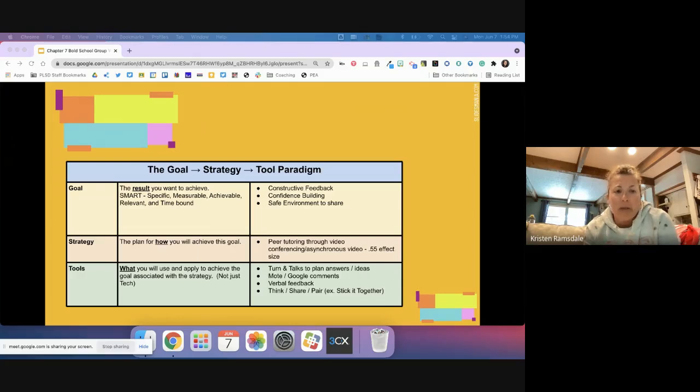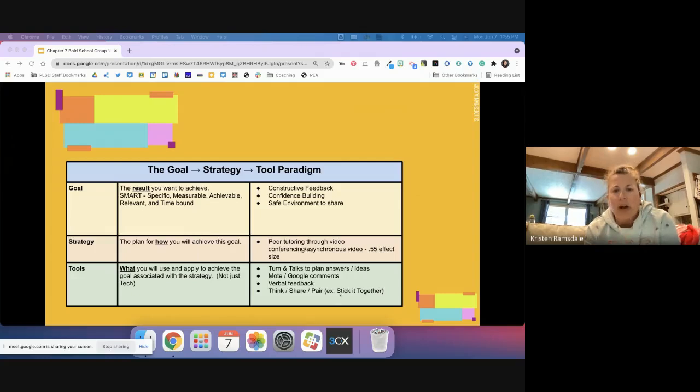Some types of peer tutoring might be your turn and talks. I do that all the time. I'm like, well, what do you think about this? Turn and talk, to where they have to develop an answer. They can't just sit there and wait for somebody else to answer. So they have to turn and talk. They can either create their own question or their own answer, or build one. Obviously, Mote and Google Comments, to where they could record themselves, that verbal feedback.